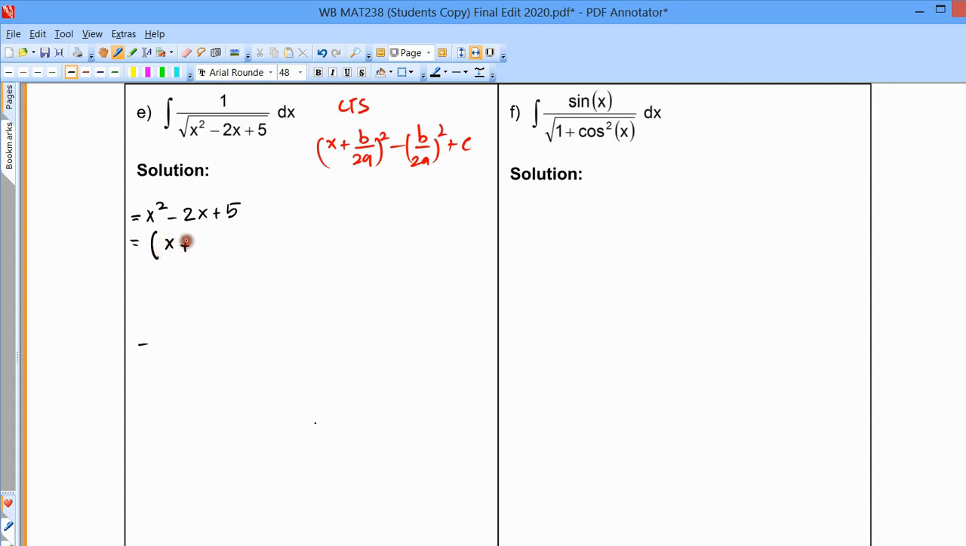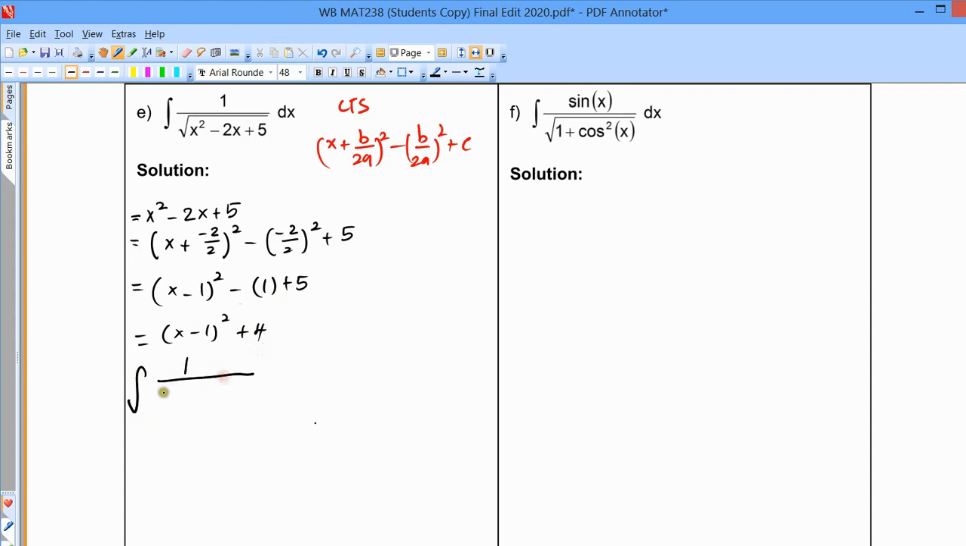Okay, so x plus, now your b is negative 2, over 2 squared, minus negative 2 over 2 squared, plus 5. Okay, so at the end you will get x minus 1 squared, minus, negative 2 divided by 2 will equal negative 1, negative 1 squared, you will get 1, plus 5. So at the end you will get x minus 1 squared, negative 1 plus 5, then you will get 4. Okay, so now whatever you got after the completing the square, you substitute into the question. Then your question now becomes integrate of 1 over square root of x minus 1 squared plus 4 dx.